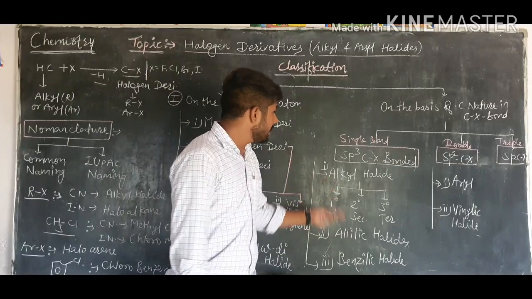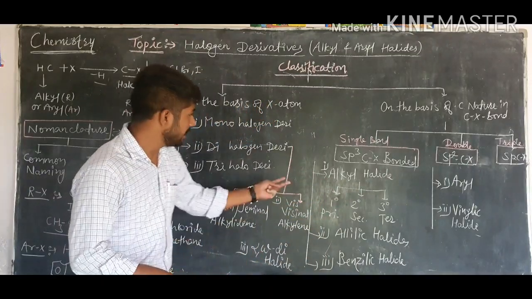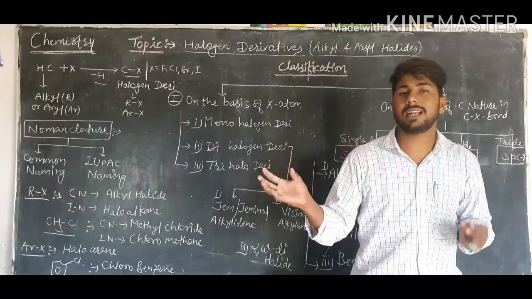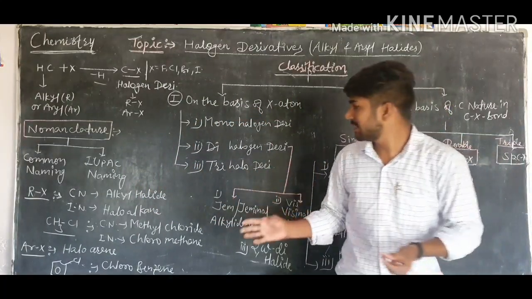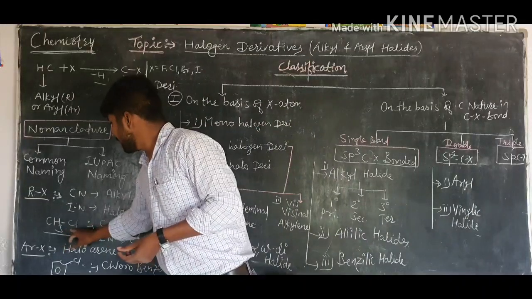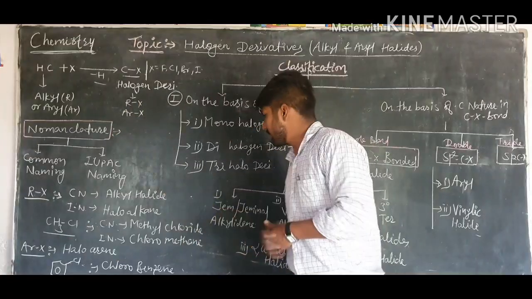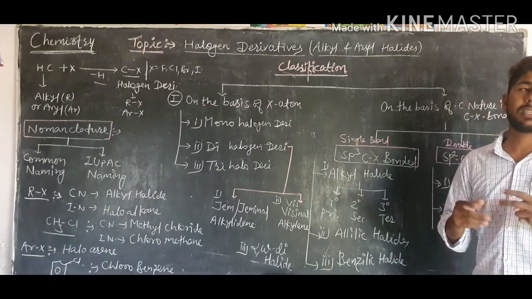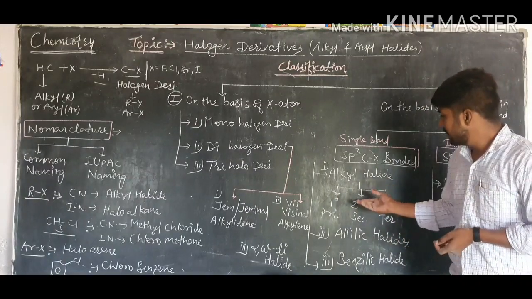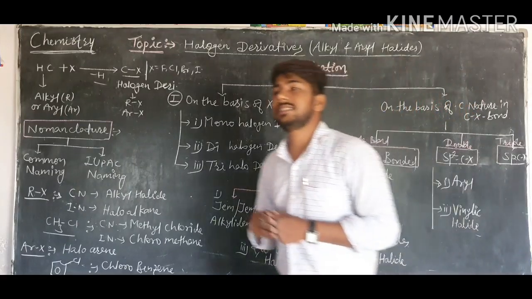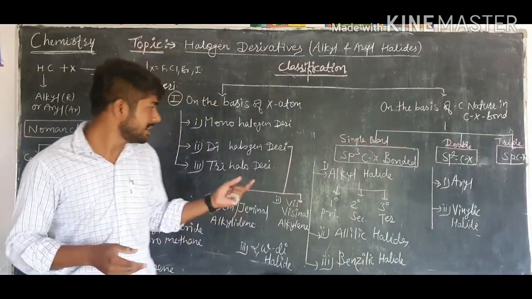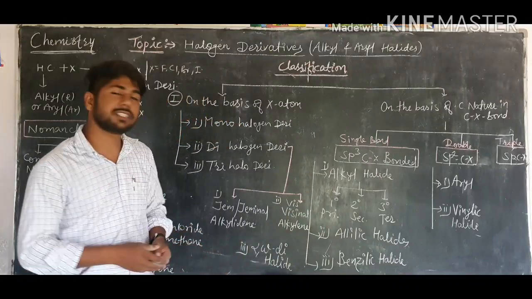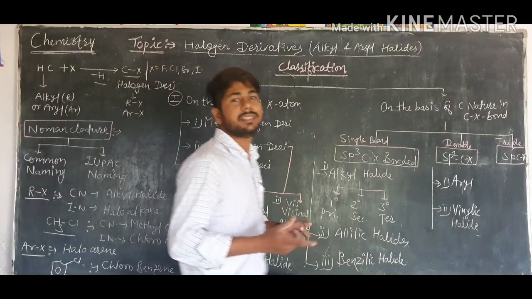Alkyl halide has three types. Alkyl halide means an alkyl group is attached to a halogen, like CH3 attached to X. This type of compound comes under alkyl halide. Mainly the types are primary, secondary and tertiary, also called 1 degree, 2 degree and 3 degree.